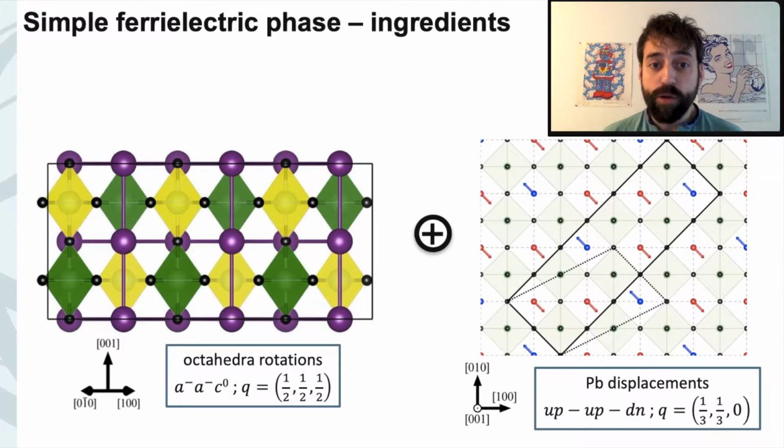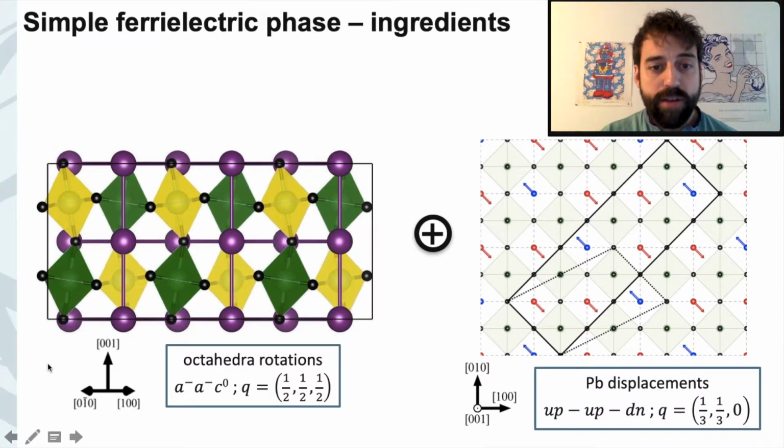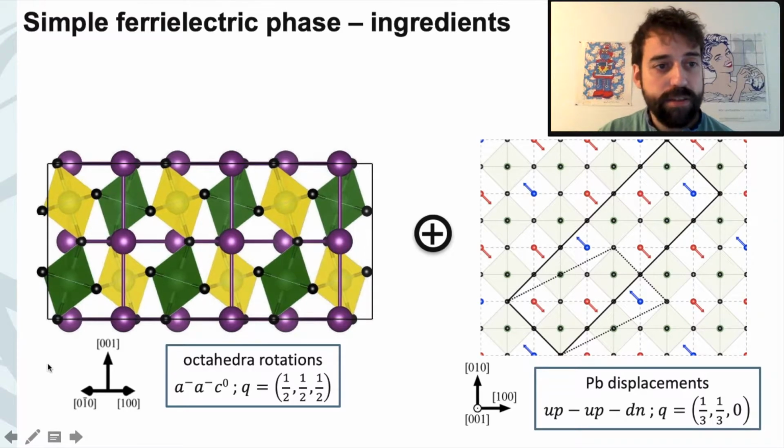So we decided to build a simple ferroelectric phase and study it using first principles. To do so, we set the lead displacements to follow a down-down-up displacement pattern, as shown here in the figure to the right. This dipole structure would be ferroelectric by construction. On top of that, we condensed the leading instability of this compound, the one at the R point, so that the oxygen octahedra tilts follow the a-a-c0 tilt pattern.